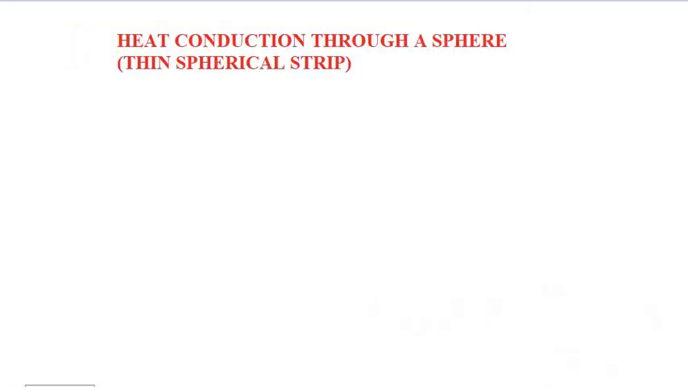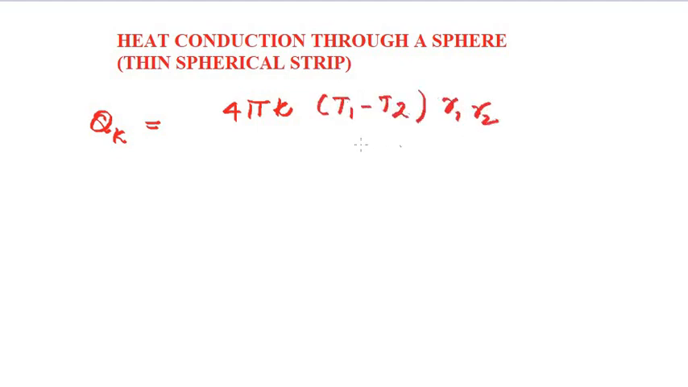Now for heat conduction through a sphere, consider a thin spherical strip of radius R and thickness dr. So here the heat conduction Qk equals 4 pi k into (T1 minus T2) into R1 R2 divided by (R2 minus R1). Just memorize all the equations so that you can solve the problems which are given for 2 marks.